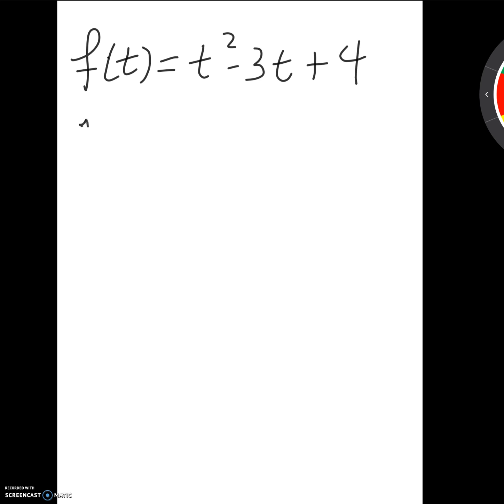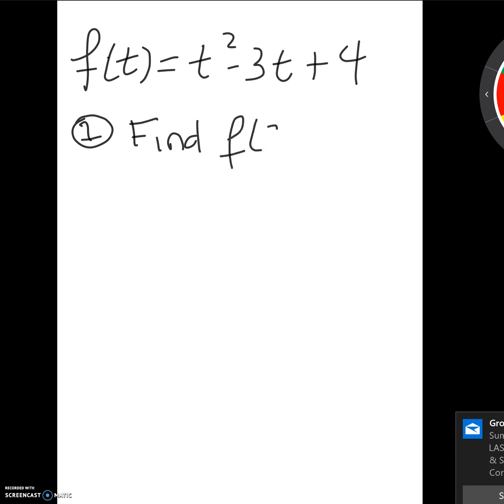Let's continue with another example with function notation. And I'd like to take a look at the following example. Let f of t equal t squared minus 3t plus 4. And what I would like us to do is evaluate the following. We're going to break this up into 3 parts. So part 1, I want you to find, or it's the same thing as saying evaluate, f of 2.